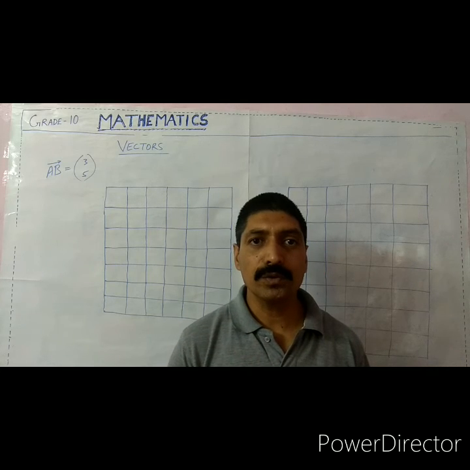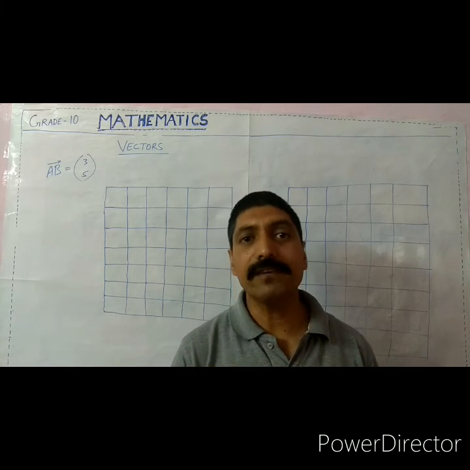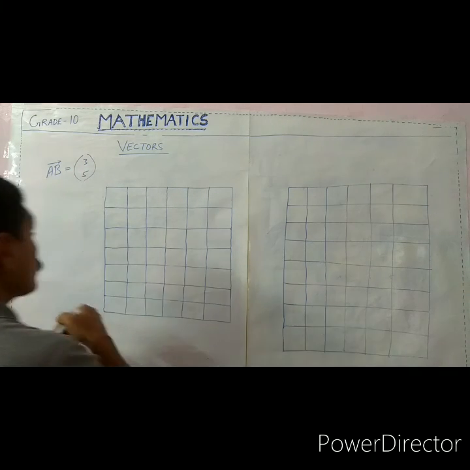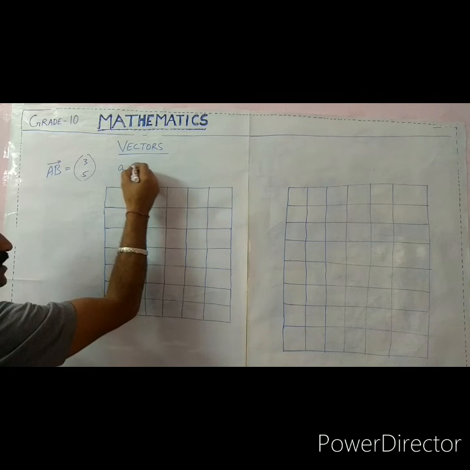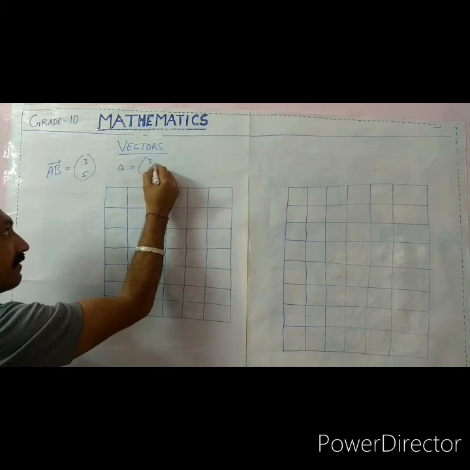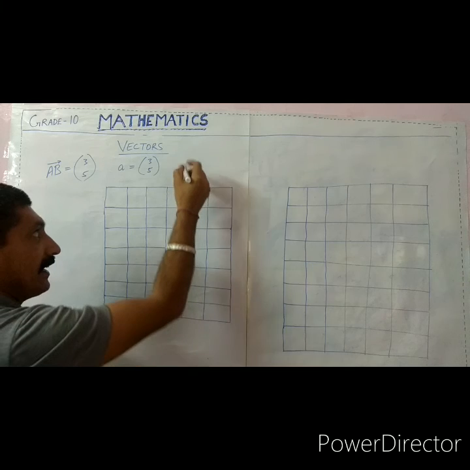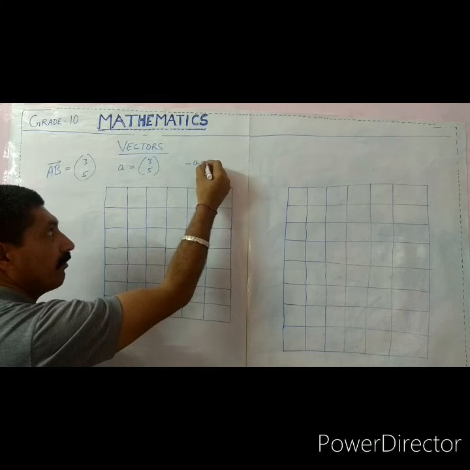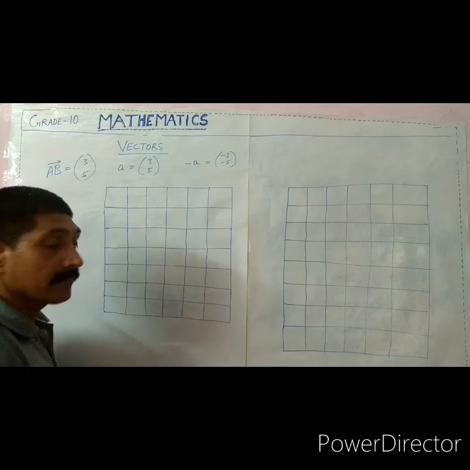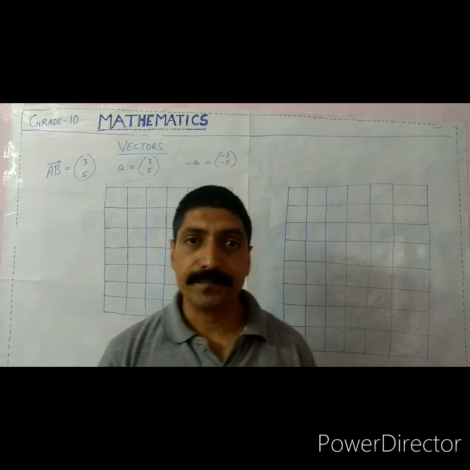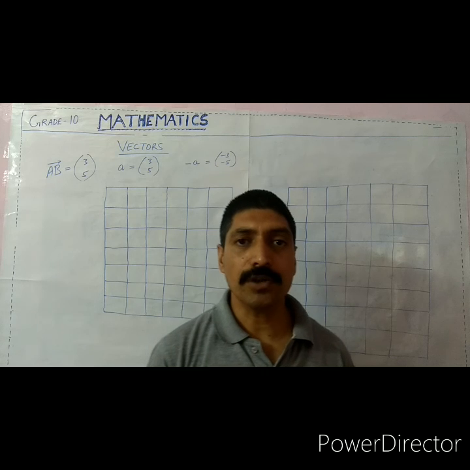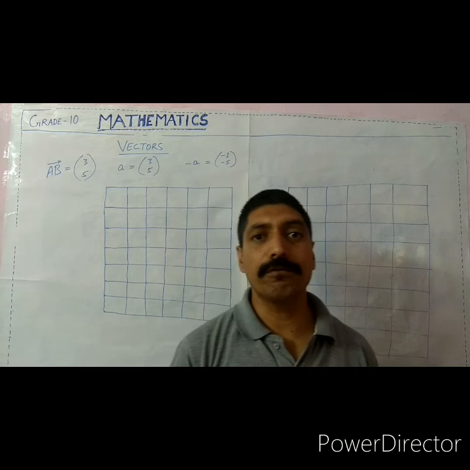We have also gone through the negative of a vector. If a vector AB is a vector, we also represent a vector with the small letter a. If vector a is (3, 5), then the negative of vector a is (-3, -5). So today we will start with the next topic, that is magnitude of vector.